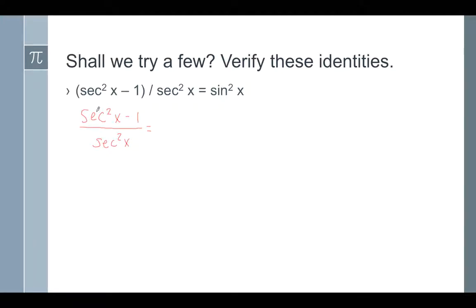Now, whenever I see a square, and I've been telling some people this when they ask me questions, I want to think Pythagorean identity. Not always, but I kind of lean towards those. And if I see a square and a 1, I really lean towards the Pythagorean identity, so much so that it's usually the case that it is one of them. And I know secant squared minus 1 is going to be tangent squared.